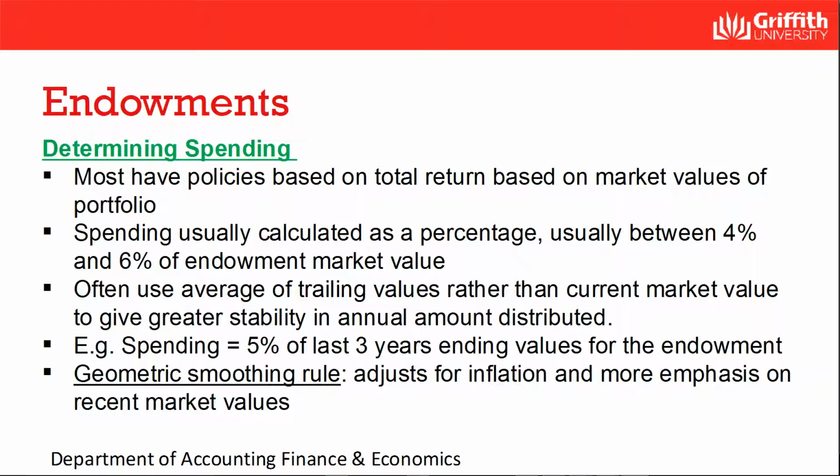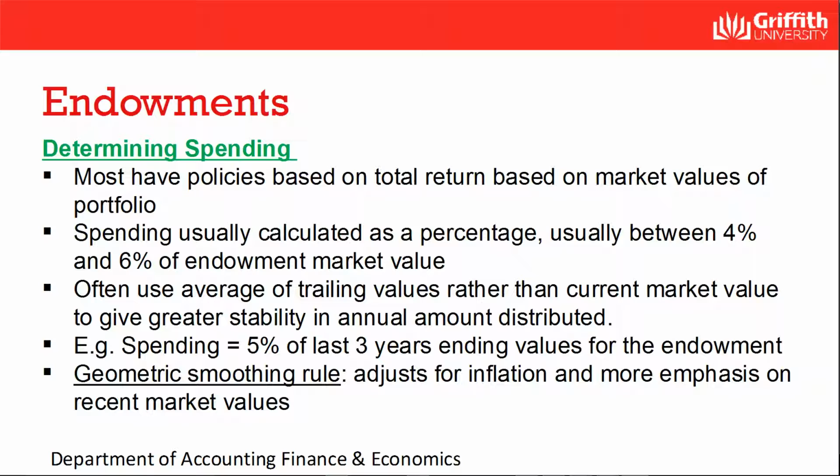Determining spending. Large fluctuations in year-to-year spending can disrupt the endowed institution's operating budget, finances, and staffing. Therefore, spending distributions should be safe, reliable, and sustainable. Most endowed institutions determine spending through policies based on total returns, as reflected in market values.